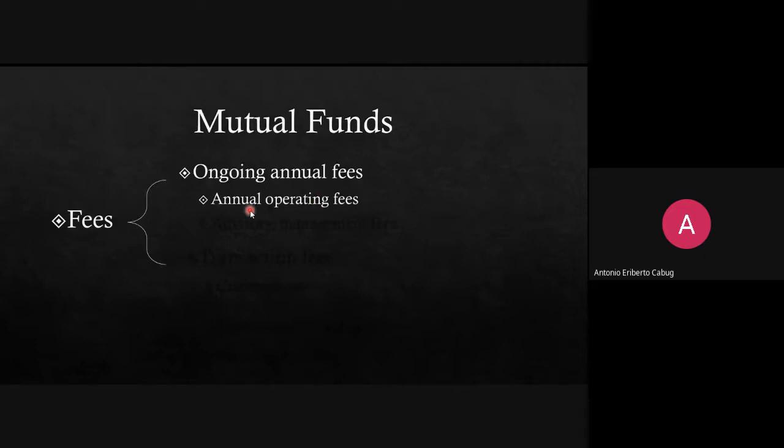They pertain to the annual operating fees of the mutual fund company, including the advisory and management fees. In theory, you are paying for the expertise of the fund manager.